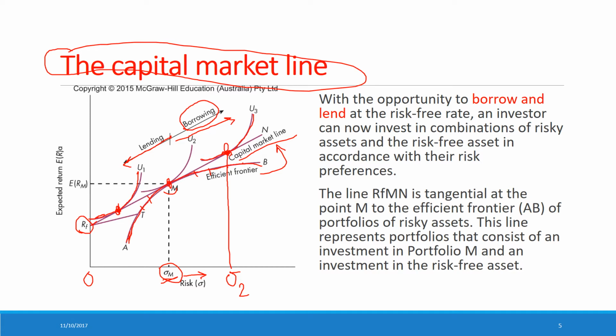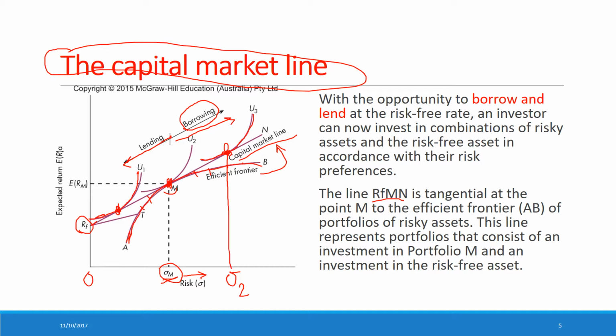The line RFMN is tangential at the point M to the efficient frontier of the portfolios of risky assets. This line represents portfolios that consist of an investment in portfolio M, which is this point over here, and an investment in the risk-free assets.